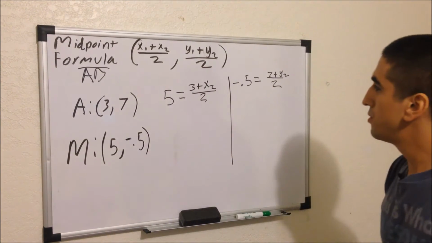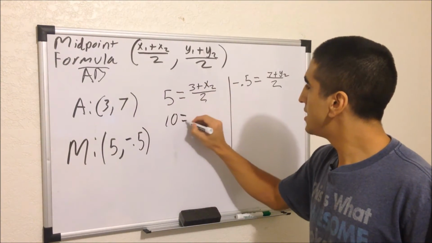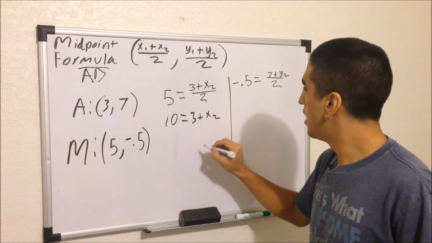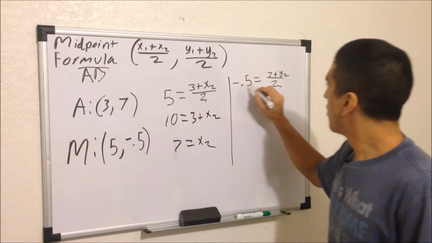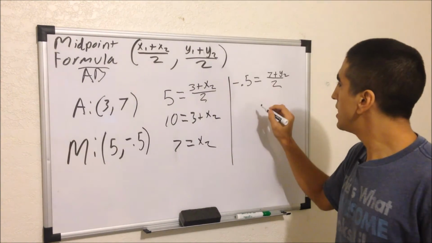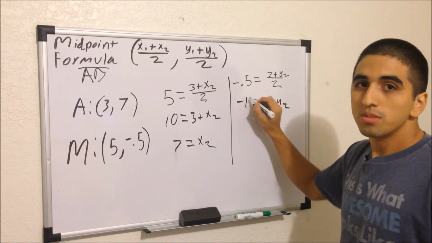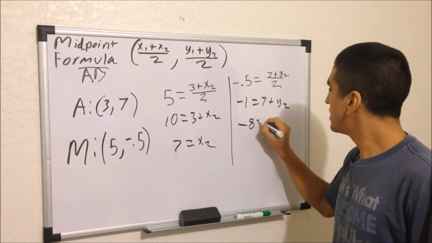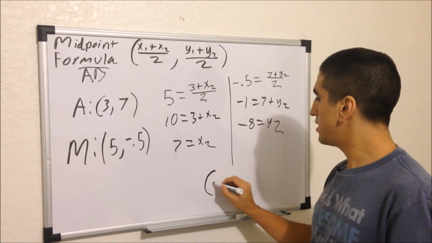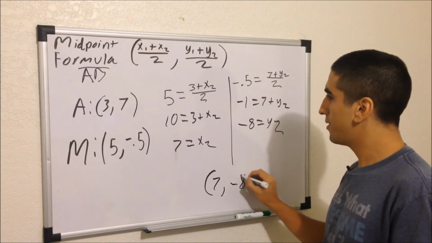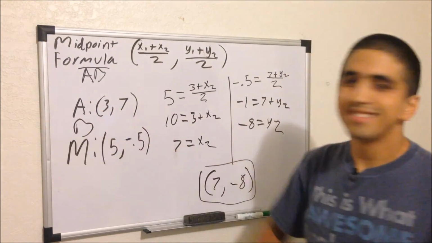Now we would just solve for x2. Multiply both sides by 2, and we get 10 is equal to 3 plus x2. We subtract 3 and we get 7 is equal to x2. Over here on this side, we multiply both sides by 2, and we get negative 1 is equal to 7 plus y2. Subtract 7, and we get negative 8 is equal to y2. And so our total answer is 7 comma negative 8. And that is our point B.